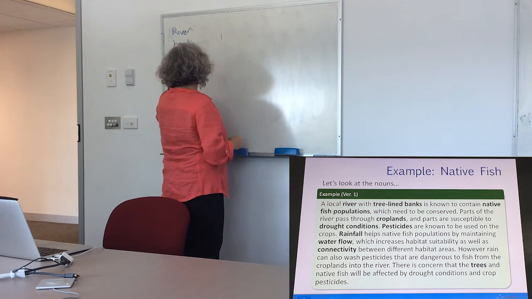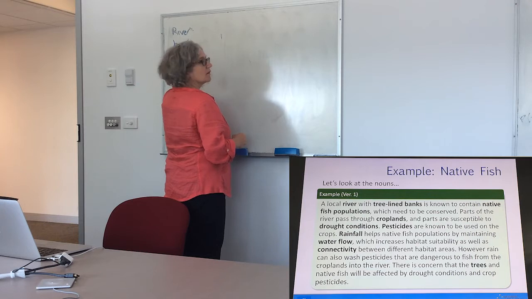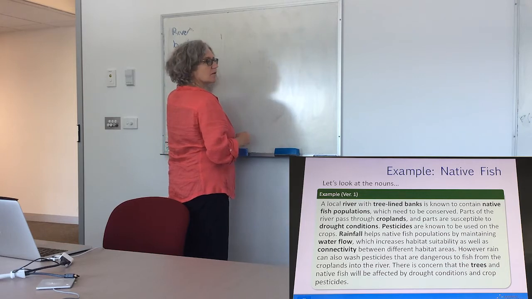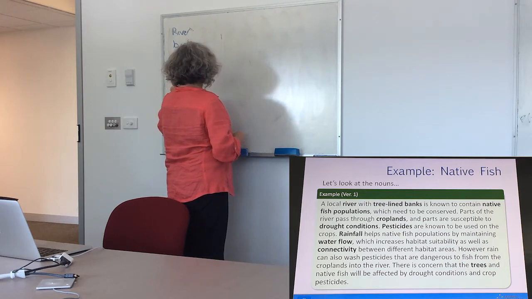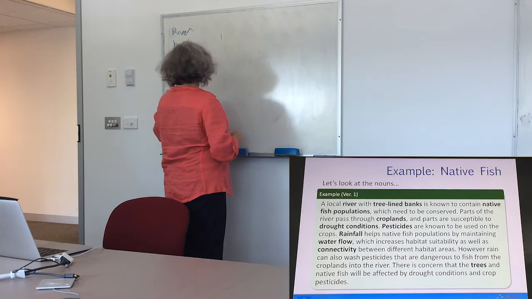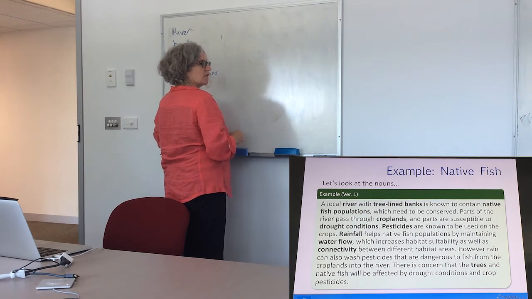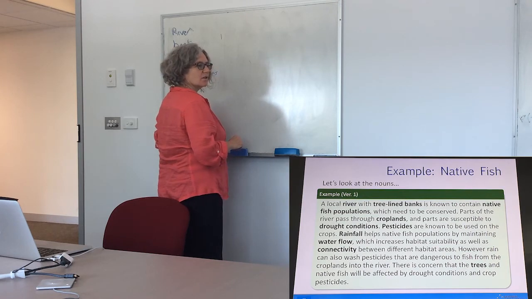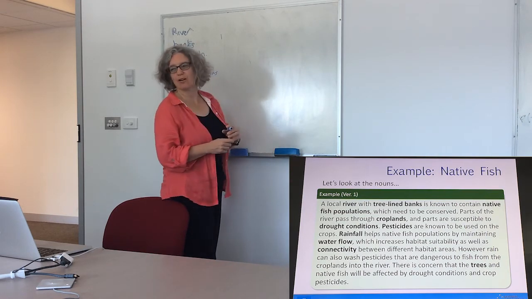We've got croplands, drought conditions, pesticides, rainfall, connectivity, to river connectivity, and water flow. Put them in the wrong order now. There's also a few other ones, habitat areas.